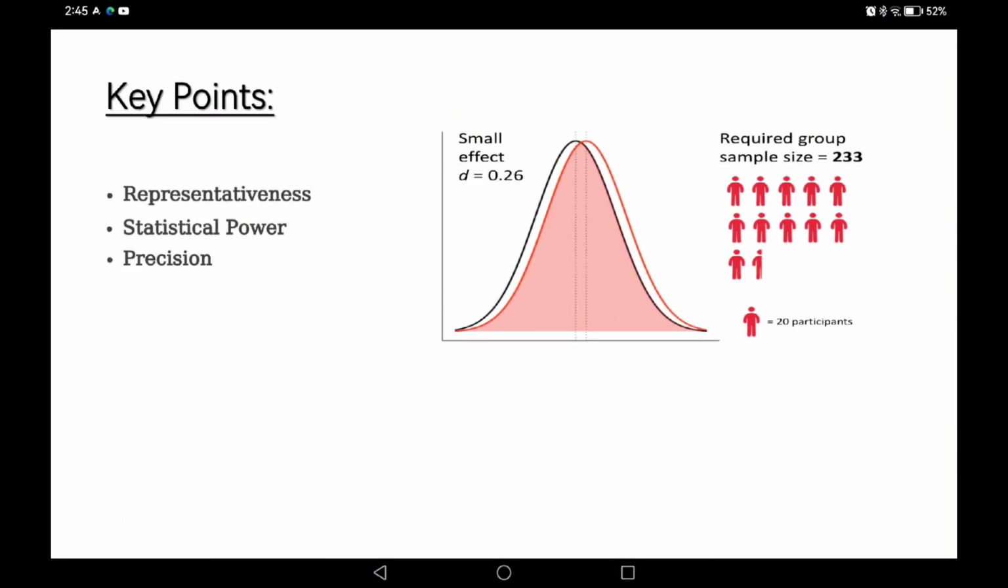The third one is precision. A larger sample size reduces the margin of error, which means that estimates and confidence intervals are more precise. This leads to a greater confidence in the results.